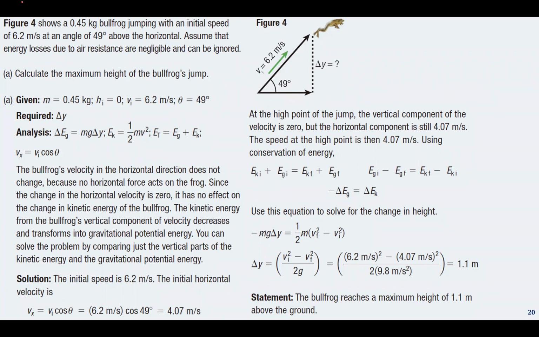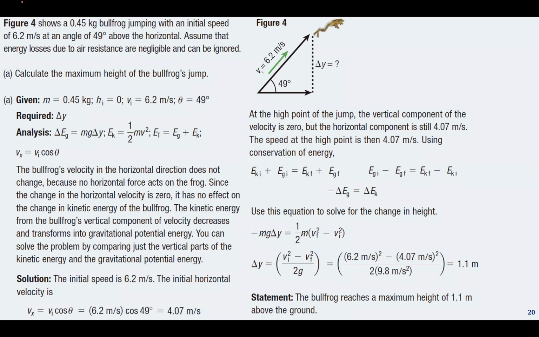The bullfrog's velocity in the horizontal direction does not change because no horizontal force acts on the frog, right? Since the change in the horizontal velocity is 0, it has no effect on the change in kinetic energy of the bullfrog. The kinetic energy from the bullfrog's vertical component of velocity decreases and transforms into gravitational potential energy. You can solve the problem by comparing just the vertical parts of the kinetic energy and the gravitational potential energy.